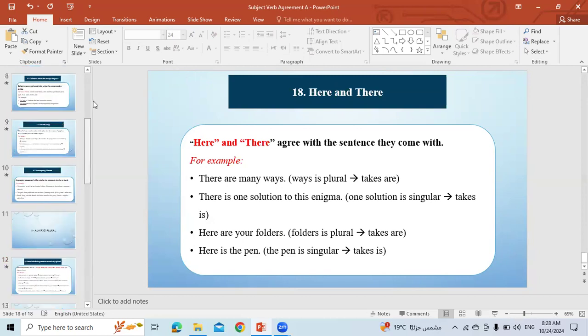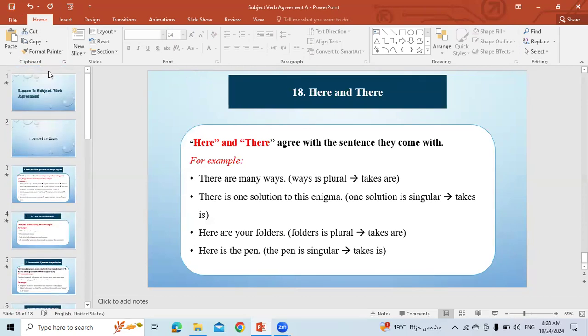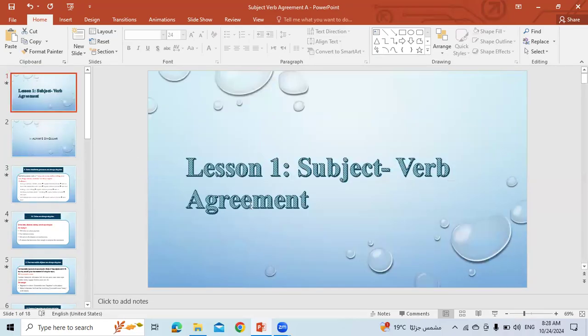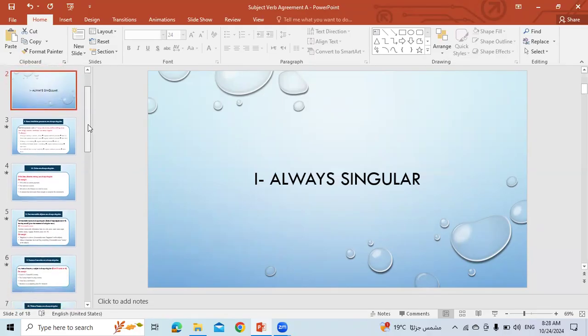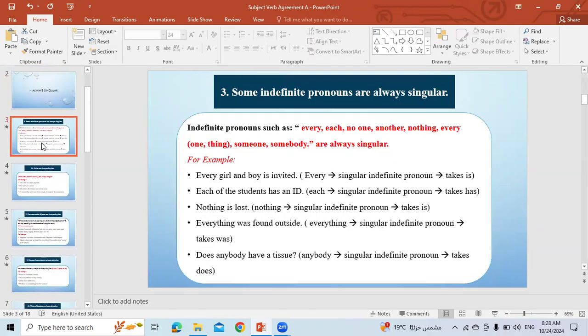So guys, our first grammar lesson today was subject-verb agreement. We said that it's divided into how many parts? Three: always singular, always plural, and both singular and plural. Always singular, what do we have? Indefinite pronouns. Like every, each, one.